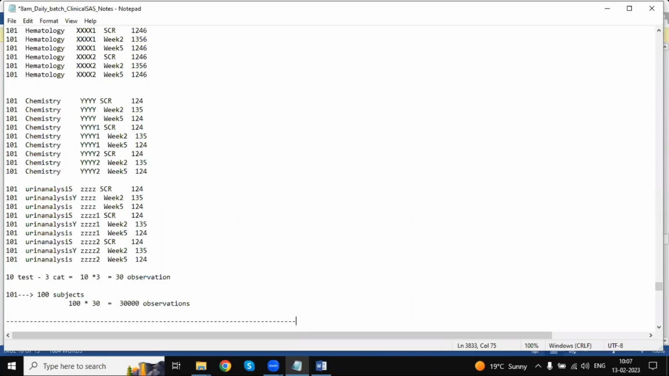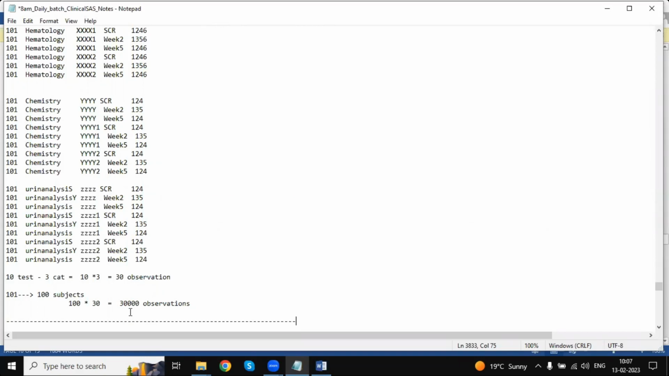Whatever you did till now, either special purpose domains, event domains, or intervention domains, for 100 subjects you hardly get 300, 400 observations, or maximum 600. Below 1000 only, correct? But in the findings category, it won't be like that. You will get a larger number of observations because of this.